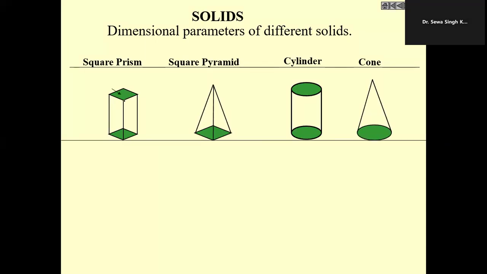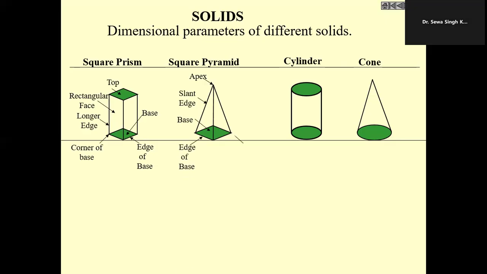So this is top face, rectangular face. These lines are called longer edges. In case of square prism, it has four longer edges. This is called corner of base or base corner. It will have four base corners. Edge of base, this is base. Likewise, in case of pyramid, this is apex. This is slant edge, base, edge of base, and the corner of base. This is called triangular face.